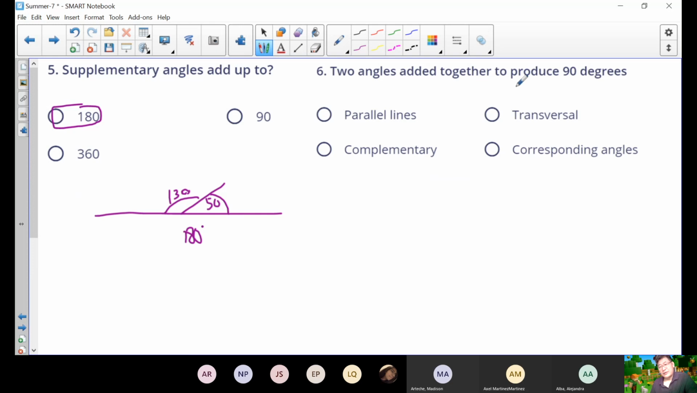Two angles add together to produce 90 degrees. Let's say this is a 20. What should this one be? 70, right? 20 plus 70 is 90, right? What do we say? Complementary. Complementary. All right. Let's move on. Okay.